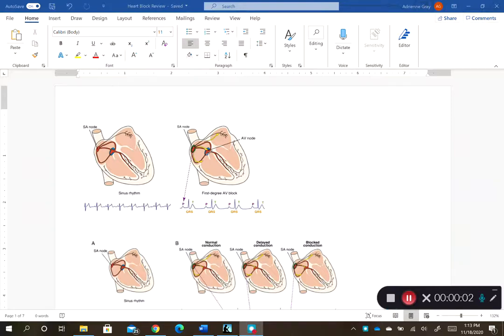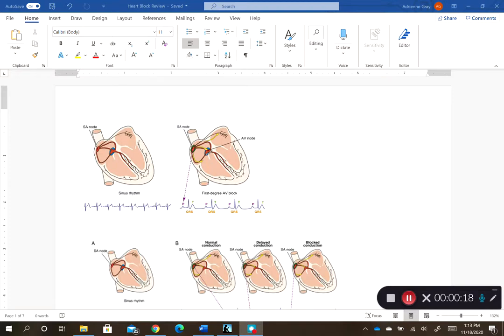All right, in this little lecture, we're just going to do a review of different types of heart blocks. I always use the poem when teaching people how to learn heart blocks. The poem goes like this, and you can Google this. If you just Google heart block poem, it should show up.